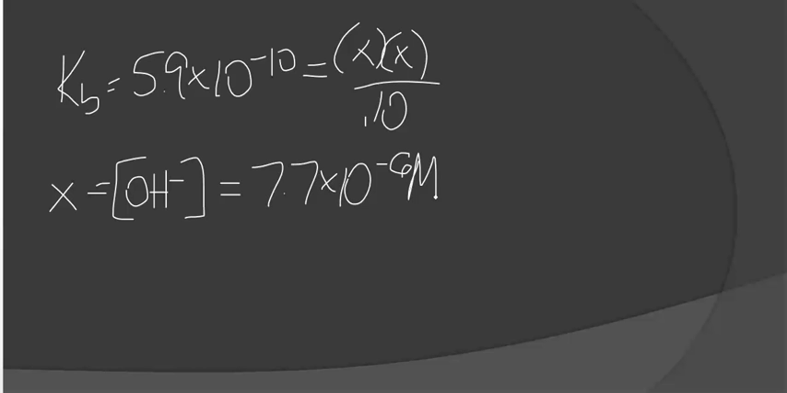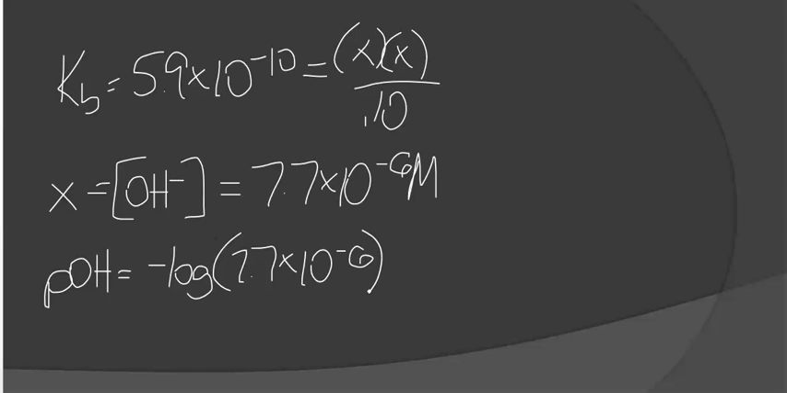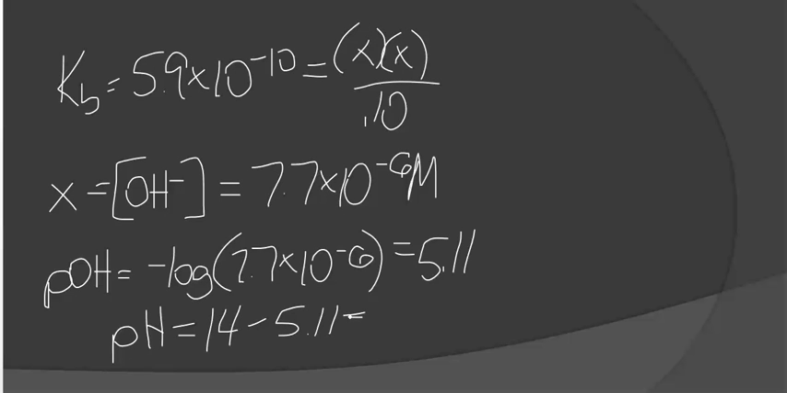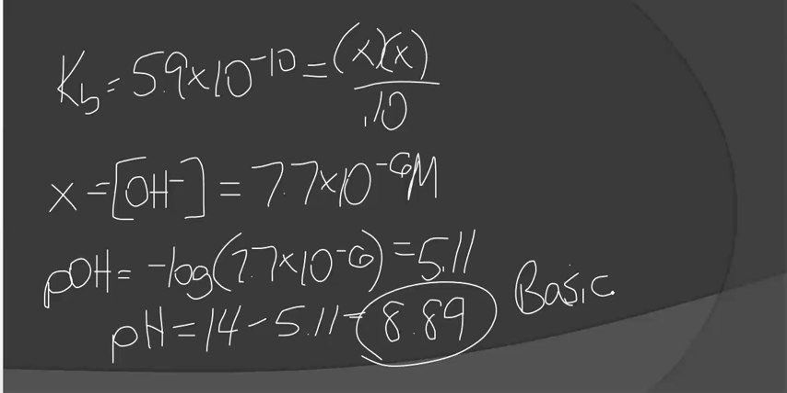I also want to find the pH. Well, the pOH would be the negative log of 7.7 times 10 to the negative 6th. So the pOH comes out to be 5.11, and the pH, 14 minus that, 8.89. So this is a basic solution if I dissolve sodium acetate in water.